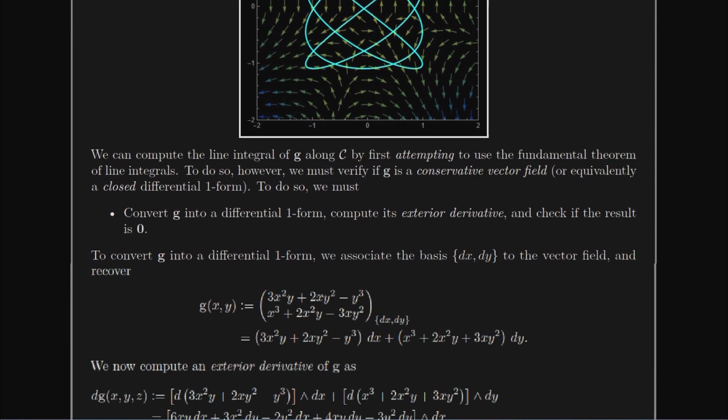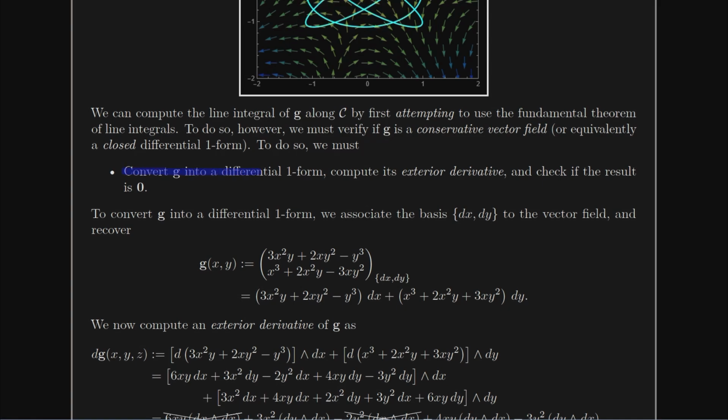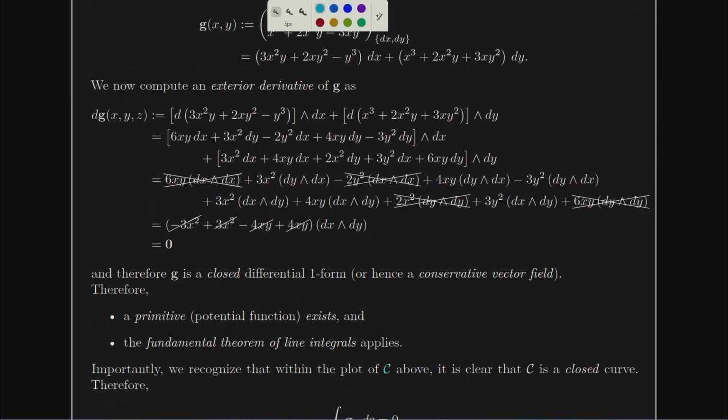Well, we're just going to go ahead and compute the exterior derivative, right? So we're going to convert G into a differential one form, compute its exterior derivative, and check if the result is 0. So there's my output of G, and once again, I associate dx and dy as the basis vectors of that. So here's my dx term, and then here's my dy term, and I'm going to compute an exterior derivative. When I compute the exterior derivative, there's the exterior derivative on the first scalar term, wedge dx, and then the exterior derivative on the second scalar term, wedge dy. And then when I compute the exterior derivatives of each term here, I will get, using the product rule, 6xy dx plus 3x squared dy.